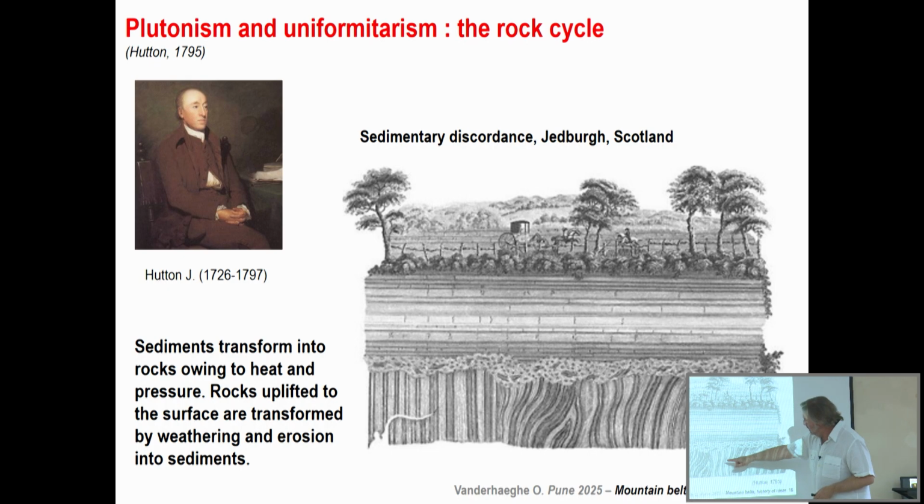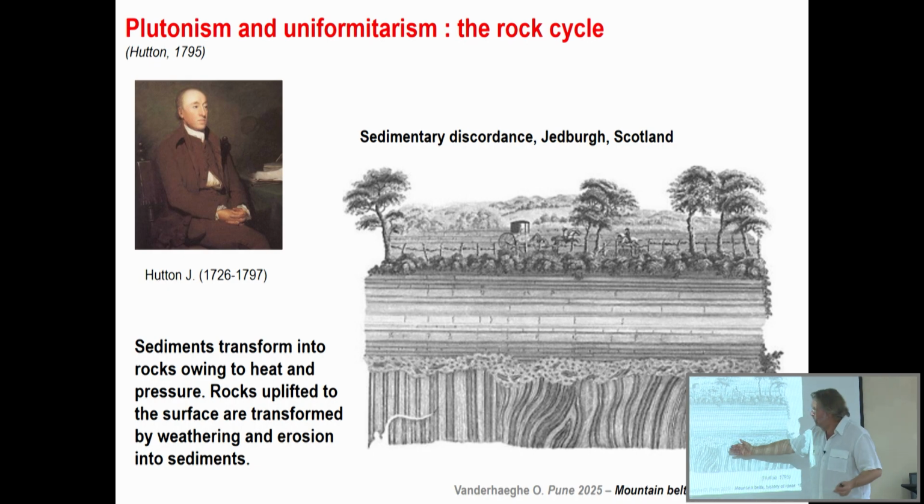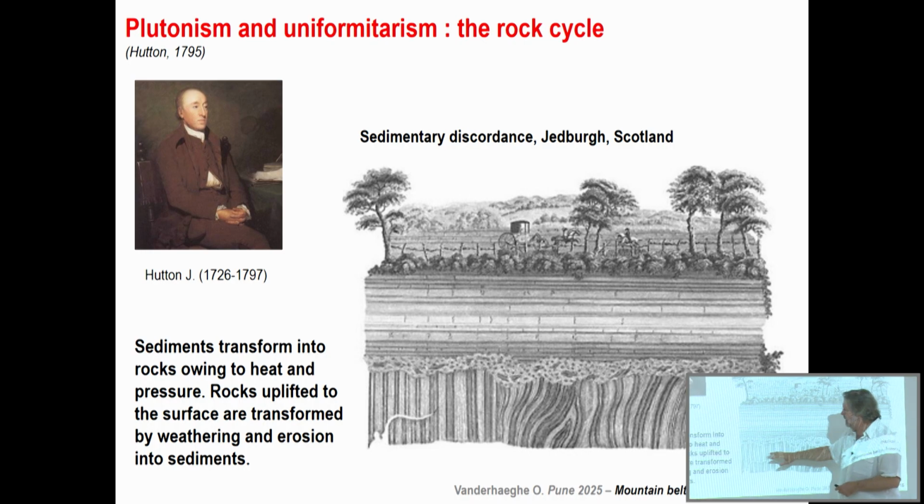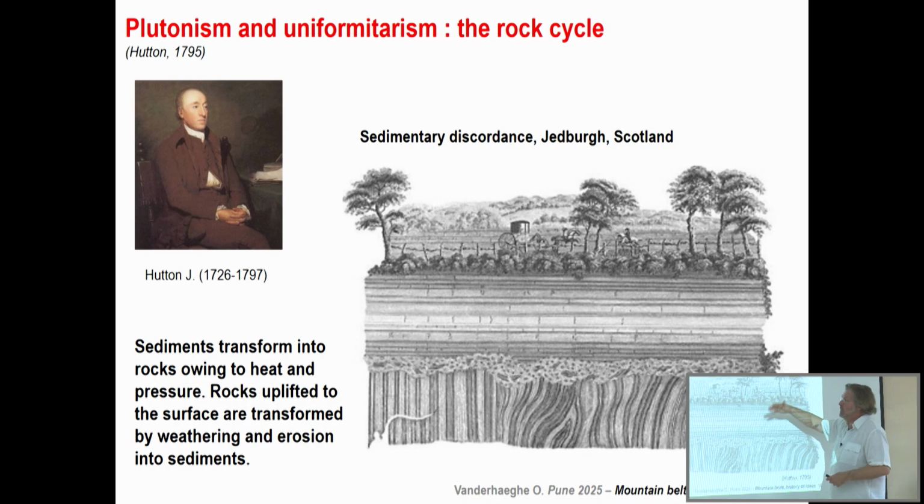And you see here rocks that are banded with folds, metamorphic rocks, schists, separated by a layer of soil from sediments that are unconformably overlying the metamorphic rocks. So he identified that these rocks were former sediments that transformed into rocks owing to heat and pressure, metamorphism. Rocks then uplifted to the surface and transformed by weathering and erosion into sediments. And this introduces the rock cycle, up and down, up and down.